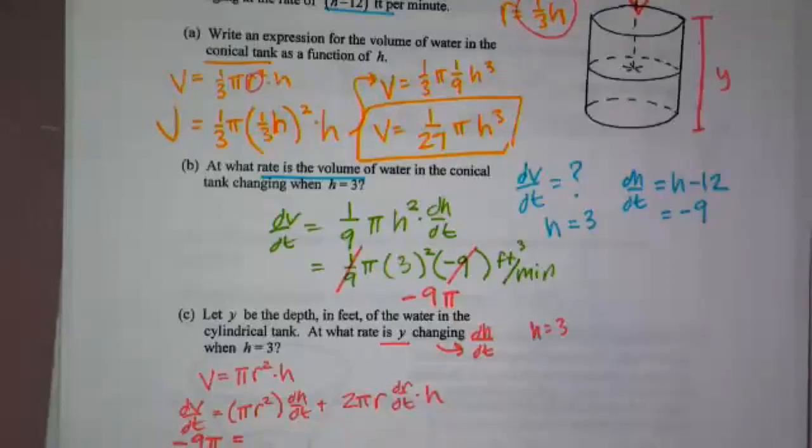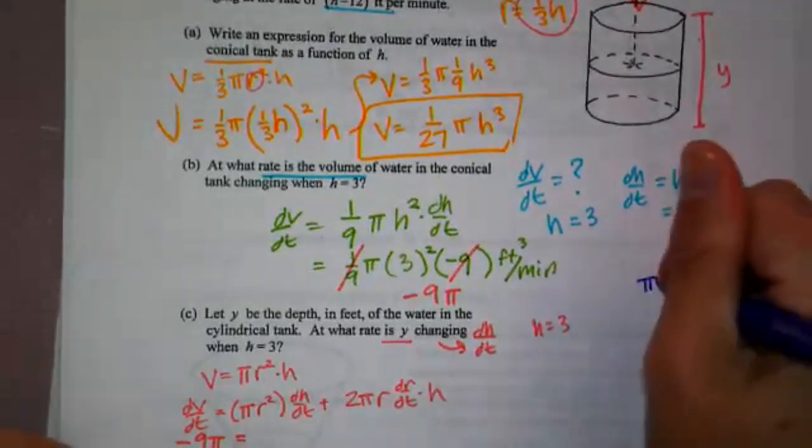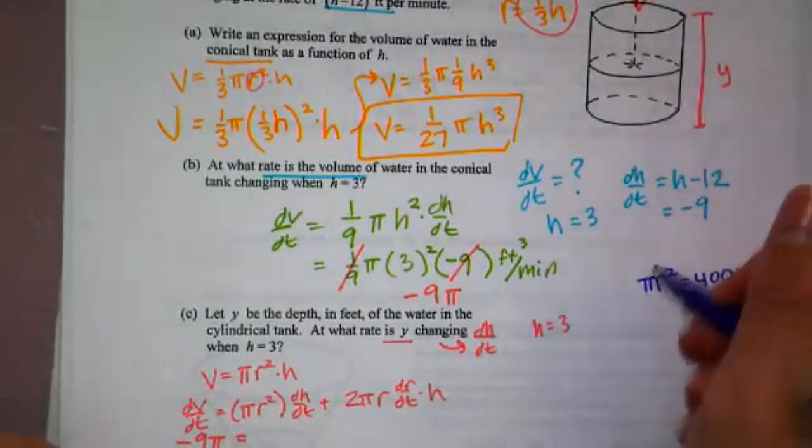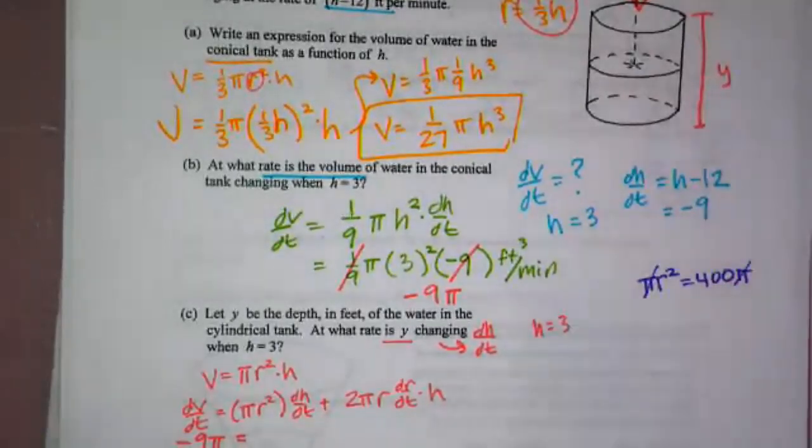In case you're absent, pi r squared is 400 pi, because that's the area. Pi r squared equals 400 pi, so your pi's will cancel. And so r is the square root of 400, which is 20.